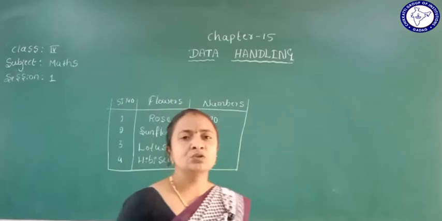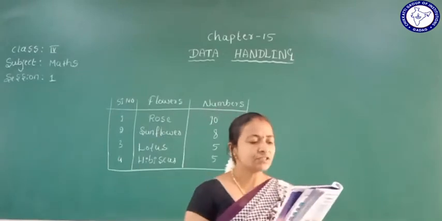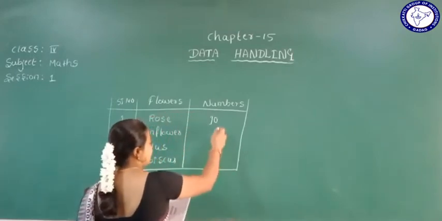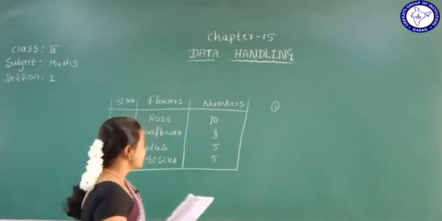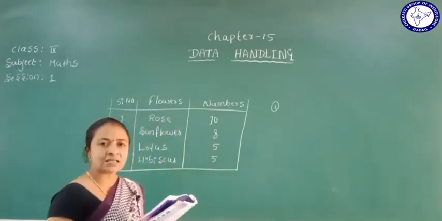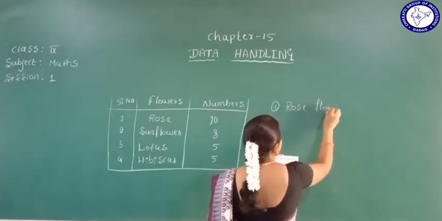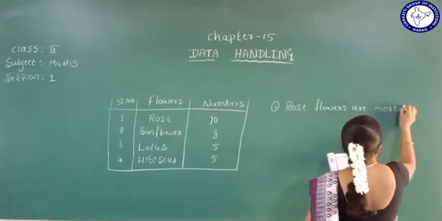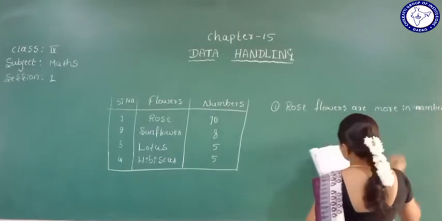So next, what will we do here? Here are some questions for you. The first question: which flowers are more in number? Tell me students, which flowers are more in number? See the chart and tell me. Count here: 10 is here, 8, 5 and 5. So it means rose flowers are more in number. This is the first question.